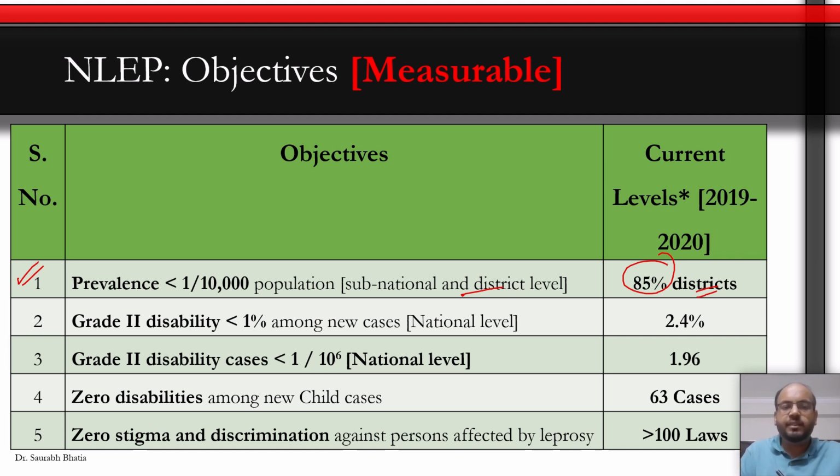The second objective is grade 2 disability of less than 1% among new cases at national level. Right now, the grade 2 disability percentage among new cases is 2.4. We need to make it lower, less than 1.